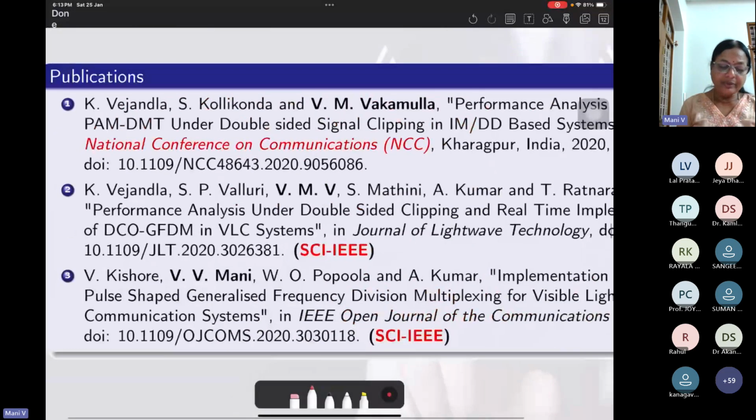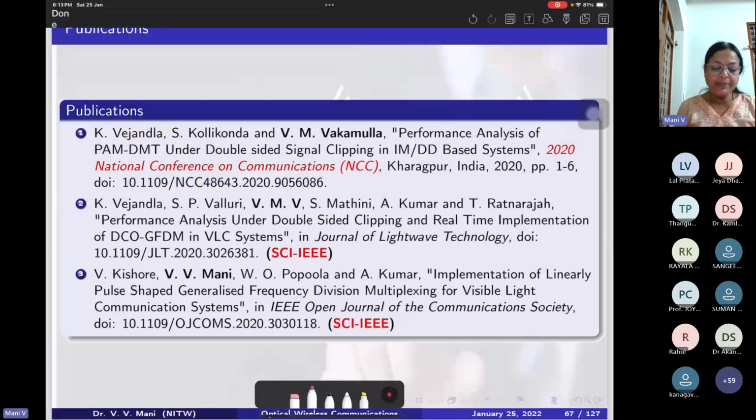So out of this work, we have published what I explained in GFDM scenarios, and also we have studied clipping noise for this system. We have published 3 papers. One paper is in NCC, one paper is in IEEE Journal of Lightwave Technology, and one paper in IEEE Open Journal of the Communications Society. Two are SCI journals, and one is an NCC paper which is conducted by our IITs.